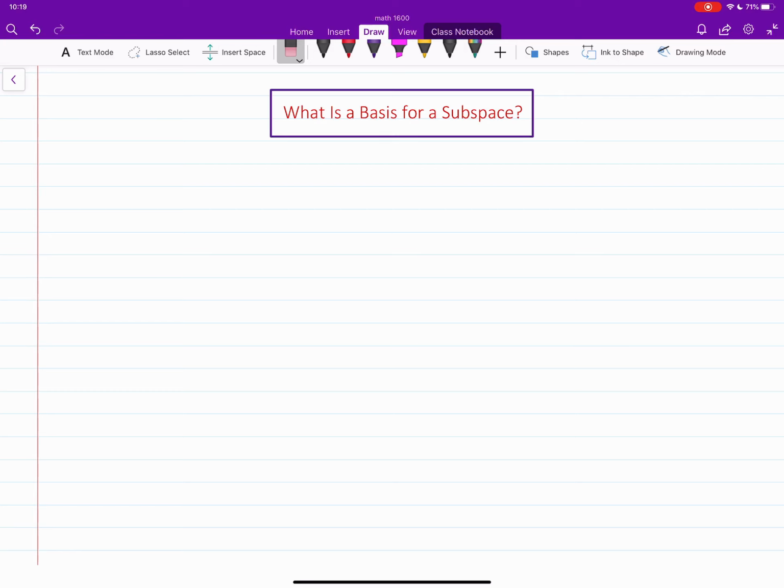Hi, in this video we will introduce a new notion for subspaces. It's called a basis. The intuition behind this is easy to understand. Consider an example, R2. We know that R2 is a span of different sets of vectors. For example, the span of these vectors will give you R2.